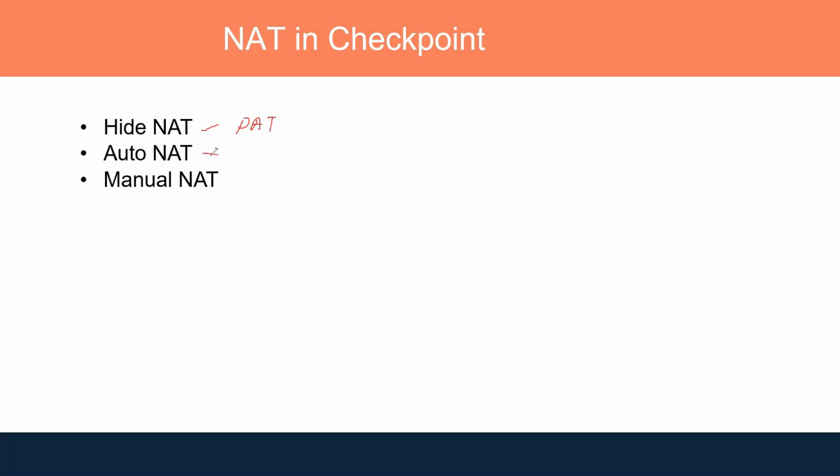This auto net is equivalent to dynamic net. And then finally we have manual net. Using manual net we can configure static netting. When we want static netting, we can use manual net. So basically it is one to one translation. If we want one to one translation, we can go via static net or via manual net.